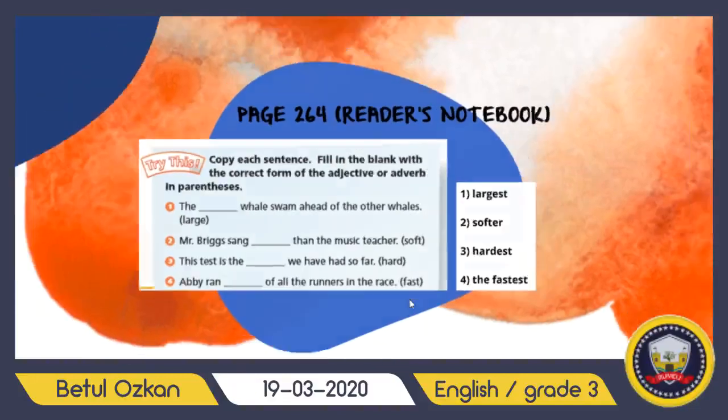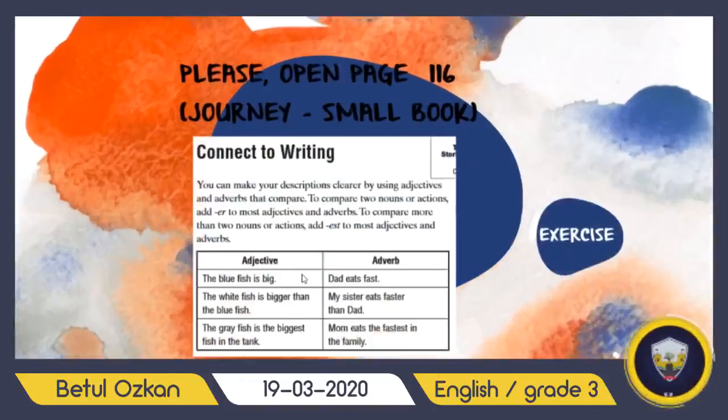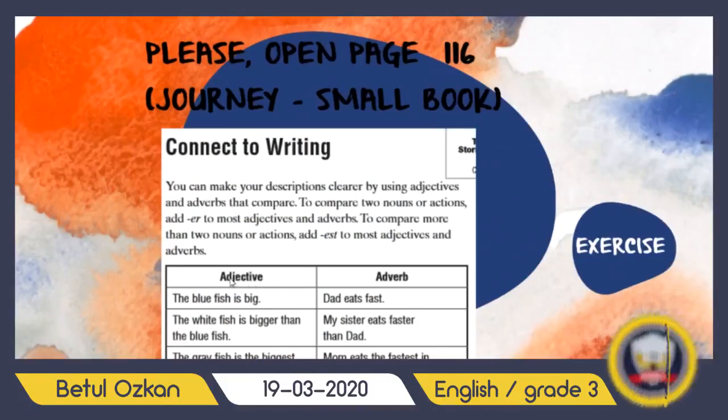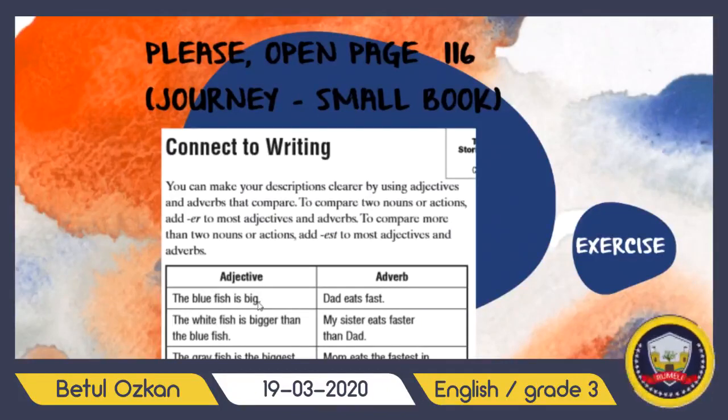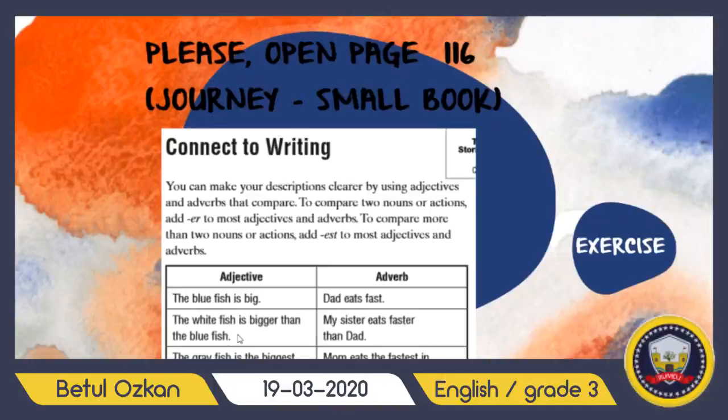Perfect. Let's move on. Right now, we talk about adjectives and adverbs. We will do more exercises about them. While writing them, what can I do? So let's check. An adjective is given to me. The blue fish is big. The second sentence says, the white fish is bigger than the blue fish. There are 2 kinds of fish here, white and blue fish. So I just compare 2 fishes here.